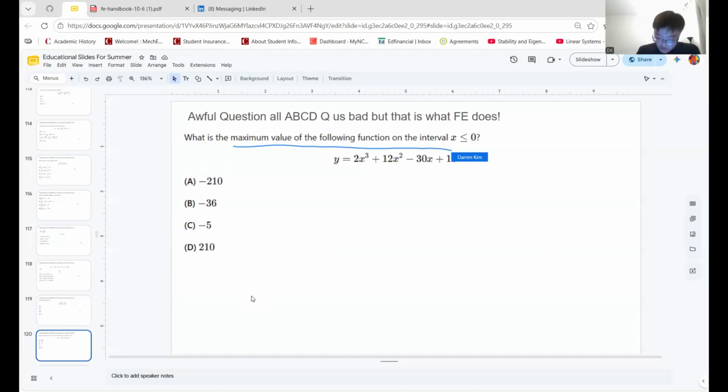What's the maximum of the following function on the interval of x less than 0? So, okay, we can do this. This is taking a derivative and finding critical points, and the critical points we can find by looking at it in the negative direction.